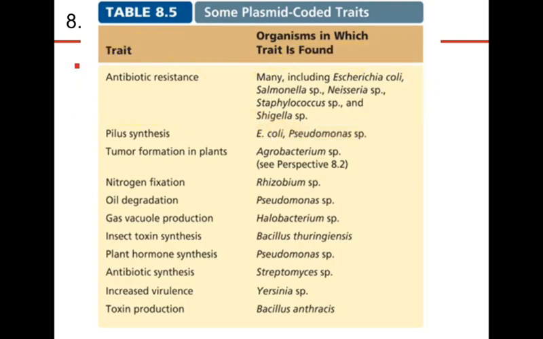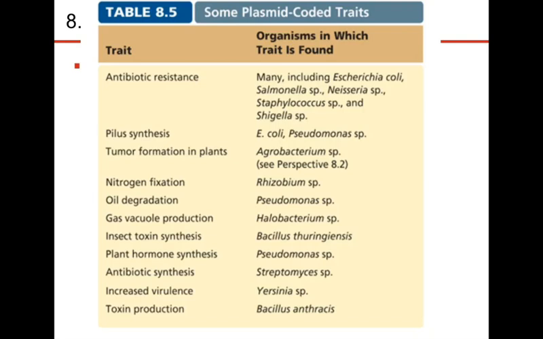Another one we just talked about is the ability to make that sex pilus. In E. coli, it's coded for on a plasmid. In Pseudomonas, it's coded for on a plasmid. There are others as well that have the ability to make that. Even some gram-positives can make that sex pilus. This is an interesting one.